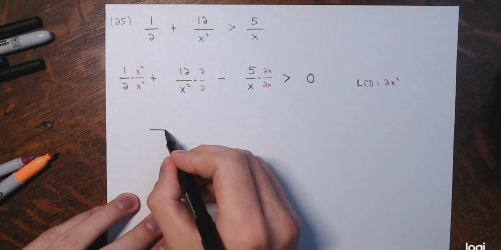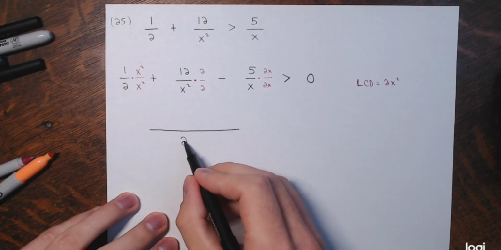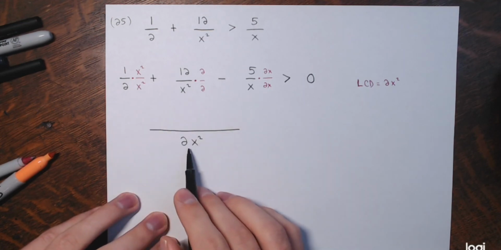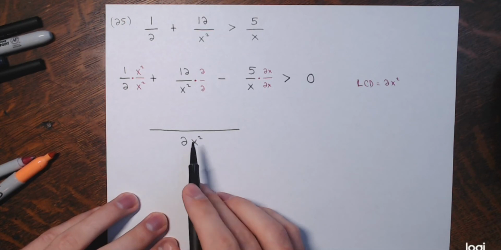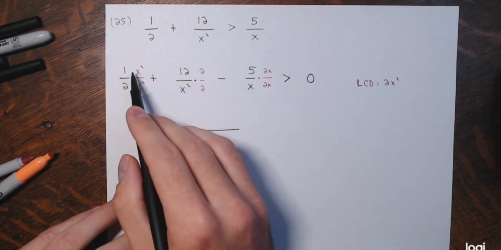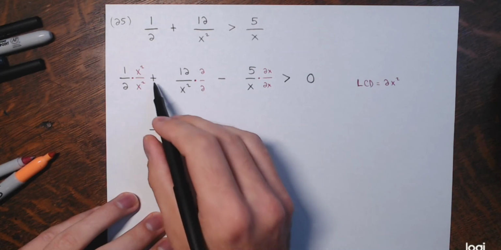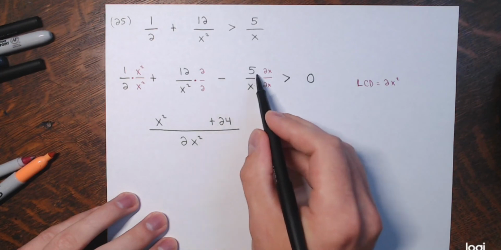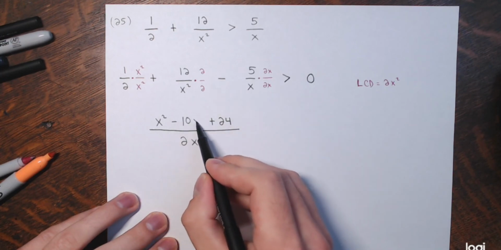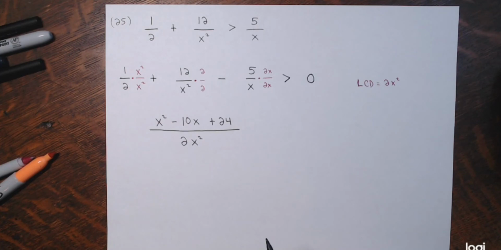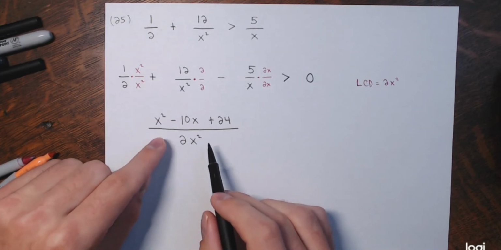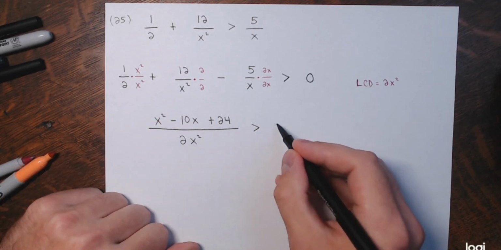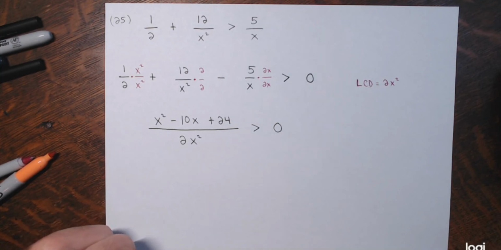So now, putting all these together, there's a denominator of 2x squared that's going to be the denominator throughout, and when you add or subtract, the common denominator stays. And then the numerators, when I combine those, you have 1x squared plus 24, I'll put that at the end, and then minus 10x, I'll put that in the middle here. So now I have what I want. Now I have a single fraction, one numerator, one denominator on one side, and 0 on the other. We still have is greater than 0.